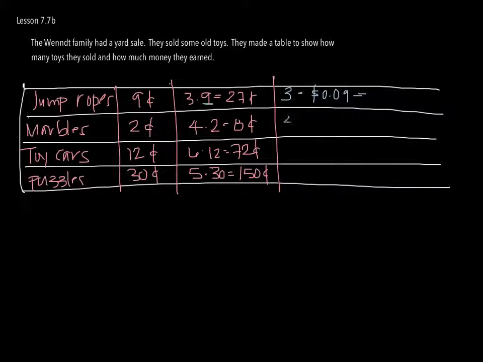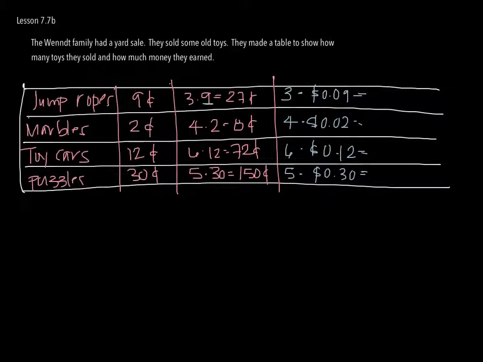4 marbles times 0.02 dollars. 6 toy cars times 12, which would be 0.12 dollars. And then puzzles, we sold 5 of those times 0.30 dollars. Now, the secret is in terms of what we do and how we do it, okay?